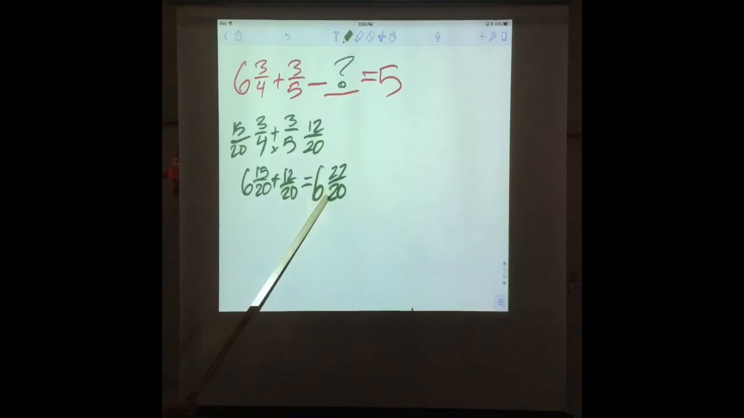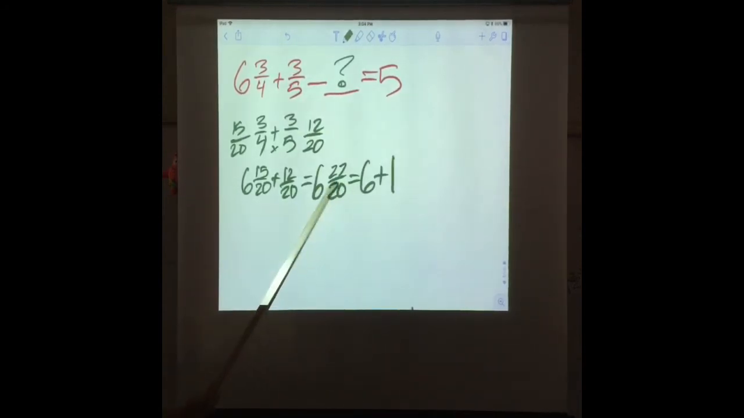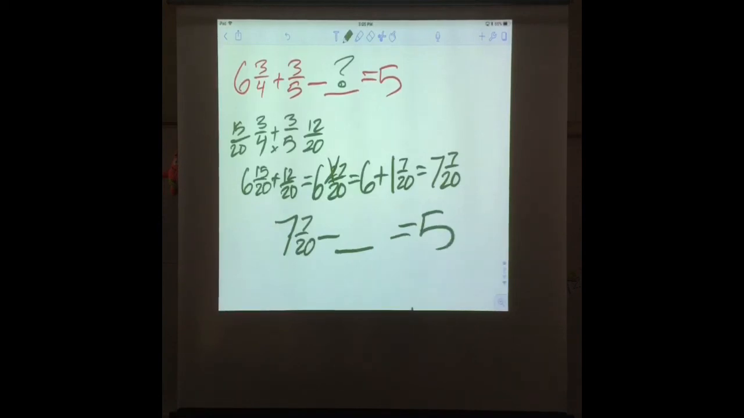Now that we have that, how many 20s are in 27? Well, we have 1 20. How much would be left over? It would be like taking this and getting rid of it, because we took out 1 20, right? So that leaves us with 7 20ths. And we add those together, and it gives us 7 and 7 20ths. But we need to end up with what? 5. So we have 7 and 7 20ths, and we're going to have to subtract something from that to end up with 5.